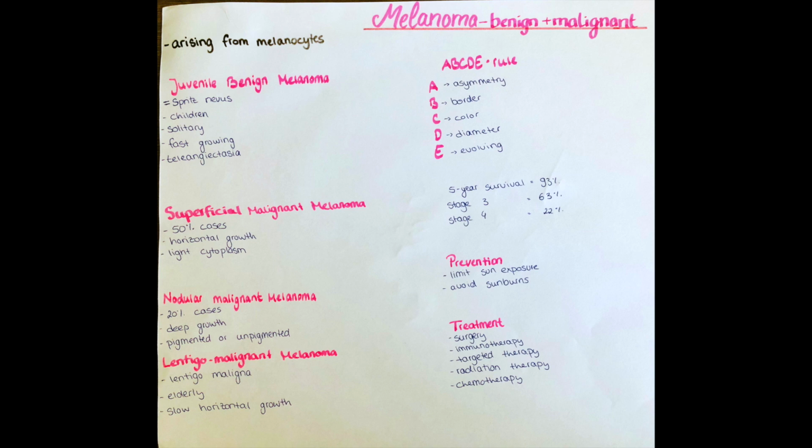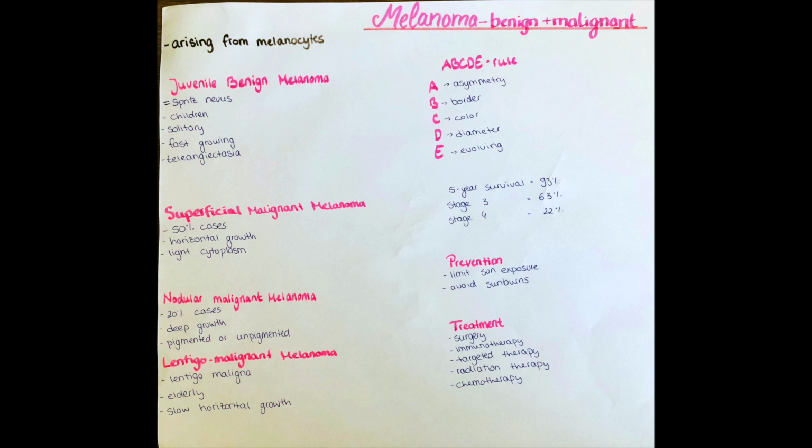The lentigo malignant melanoma is a form typically affecting the elderly. This form develops from lentigo maligna, which is a pigment change in the skin of elderly patients. This form usually grows slowly and horizontally, but presents with uneven borders and irregular pigmentation. The epithelium appears atrophic, and the melanocytes are often aggregated in clusters.